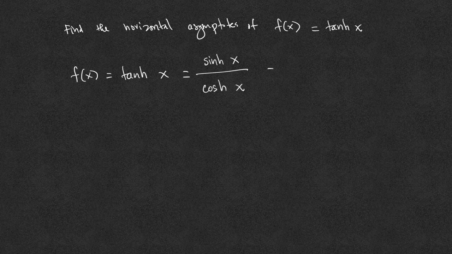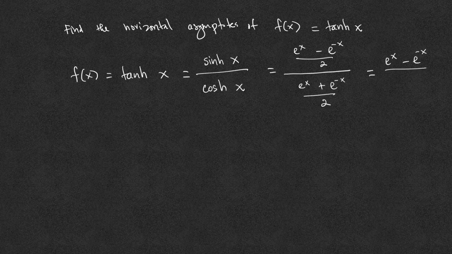But the hyperbolic sine of x is e to the x minus e to the negative x over 2, and the hyperbolic cosine of x is e to the x plus e to the negative x over 2. So the 2 and the 2 cancel out. We end up with e to the x minus e to the negative x over e to the x plus e to the negative x.